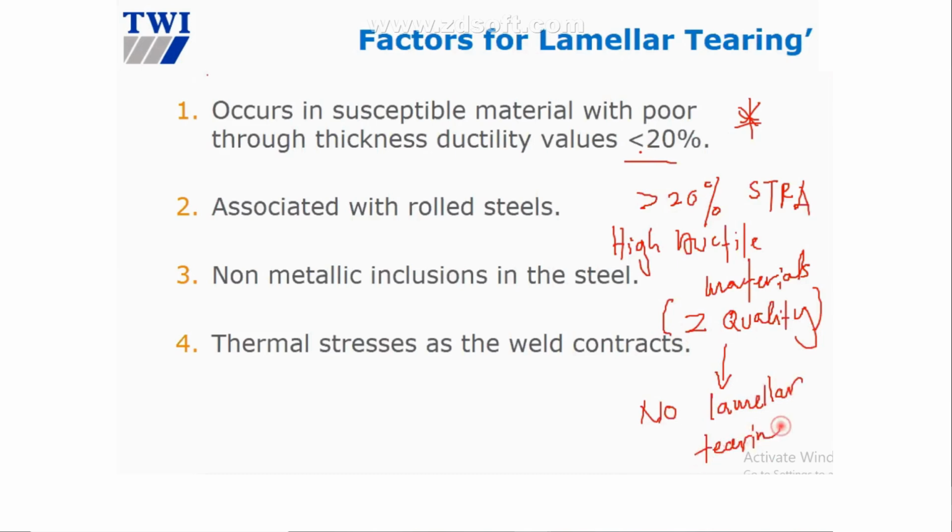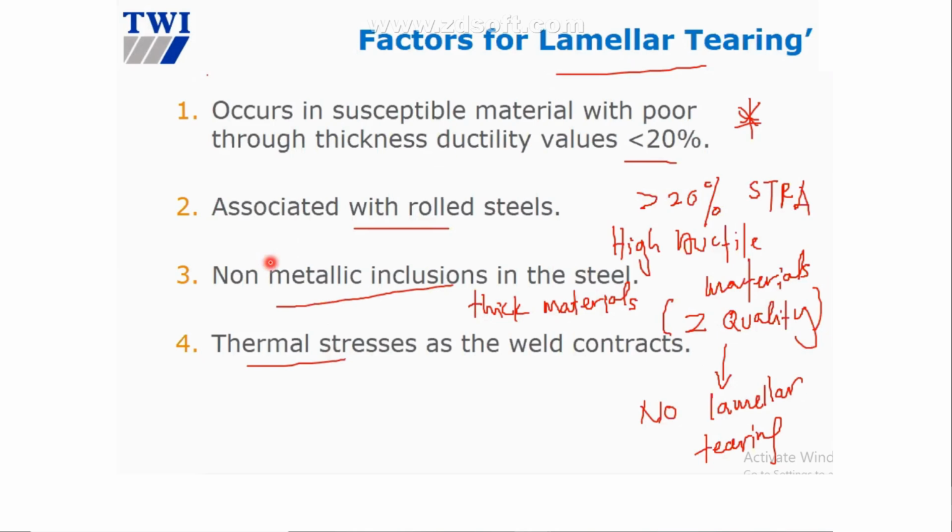Anything below 20%, yes, you got lamellar tearing. So that's what they try to say here. It is associated with rolled steel and non-metallic inclusion in steel, which is normally referred to in thick material. Thick material, you got more non-metallic inclusions compared to thin plate. For thick material, you got more impurities. Thermal stress, we know thermal stress when the weld starts cooling down, then it starts to contract, pulling.